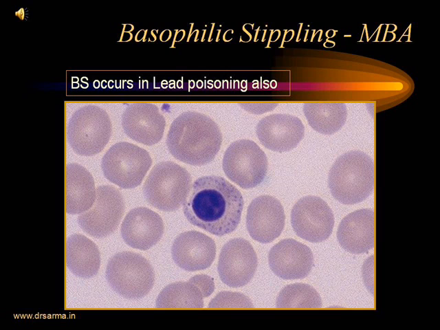Another noteworthy feature of megaloblastic anemia is basophilic stippling. What is basophilic stippling? See the slide. We have a cell in the center which shows coarse blue dots with a round dark blue cytoplasm. These coarse blue dots are called basophilic stippling. This is also a feature in lead poisoning.